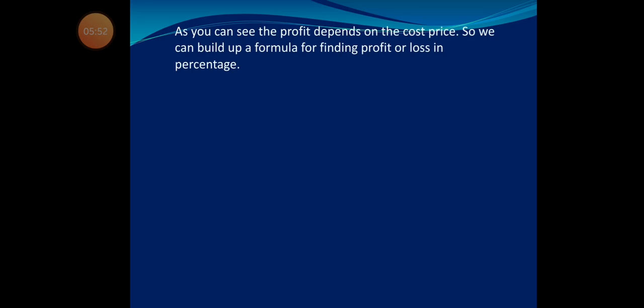Now I will show you a simple formula to calculate profit and loss in percentage. As you can see, the profit depends on the cost price, so we can build up a formula for finding profit and loss in percentage. So to get the profit in percentage, we need to divide the profit or gain by the cost price and multiply it by 100 to get the desired profit in percentage. That means profit in percentage equals gain or profit divided by cost price times 100. In a similar way, you can also find the loss in percentage as follows.